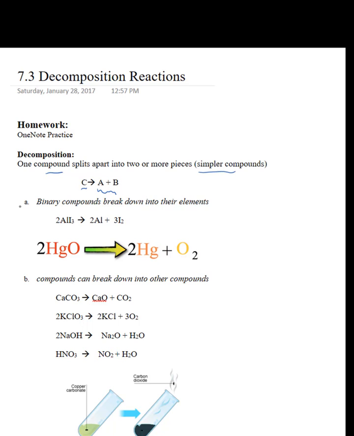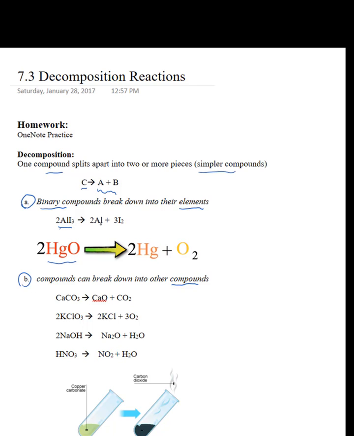We're going to focus on two main types. One where binary compounds break apart into their elements, and one where compounds can break apart into other compounds. So for binary compounds, recall that a binary compound is one that is made up of two elements. The ones that we're going to be working with are going to be ionic compounds, such as aluminum iodide and mercury oxide. And they'll break apart into their elements.